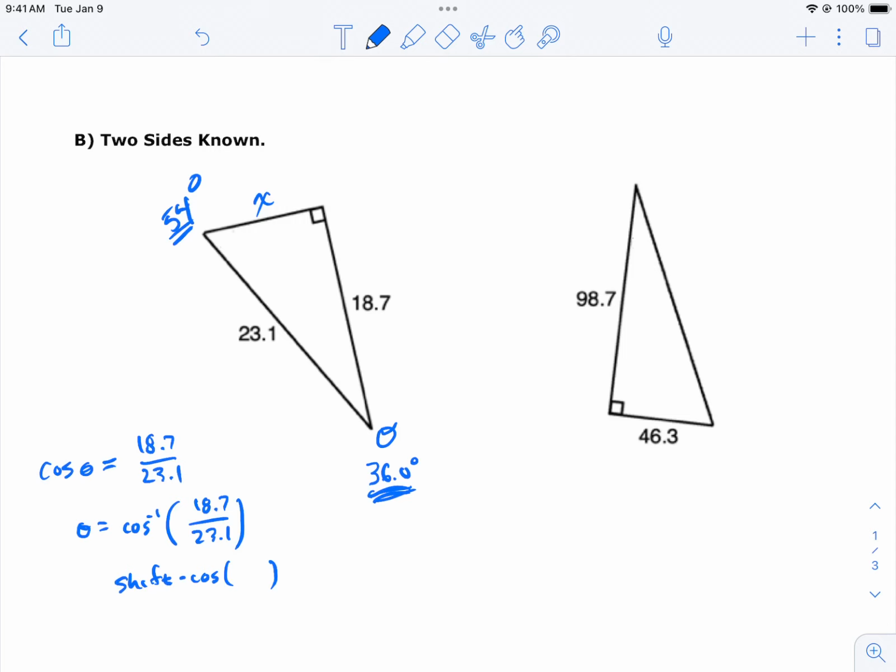Am I going to set up SOH CAH TOA for this? I could, but I don't have to, because I can Pythag it. Remember to put the hypotenuse on the right side. So I should have x squared and 18.7 squared. These are called legs, by the way. Square the two legs and add them, and you get the hypotenuse squared.